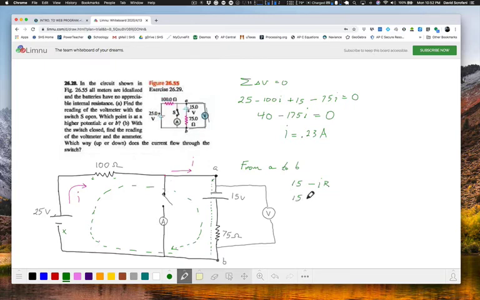So this, of course, is 15 minus, because I just got done finding I, it's just 0.23 times R, which is 75, like so. And so running those numbers, I get 15 minus 0.23 times 75, which is negative 2.25. Find the reading of the voltmeter with the switch open. And I say that that is then negative 2.25 volts as the potential difference between point A and point B. Okay.